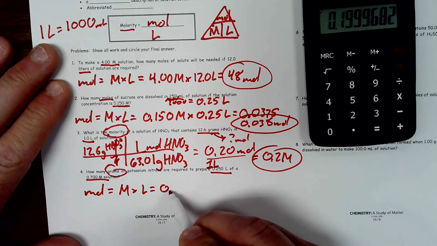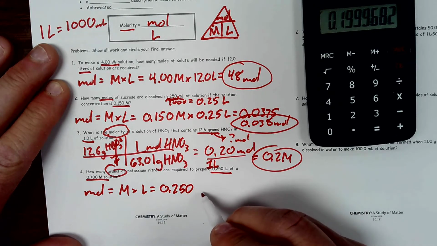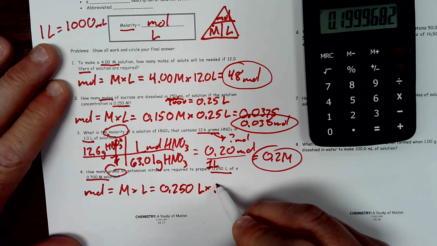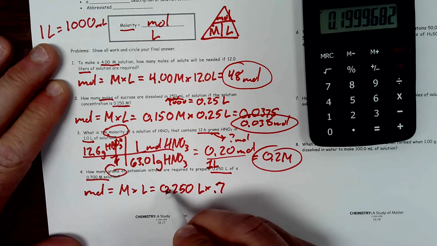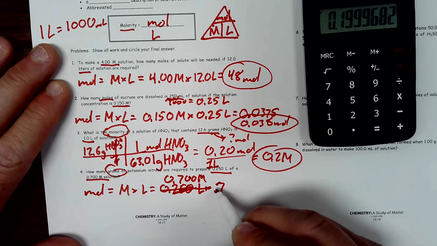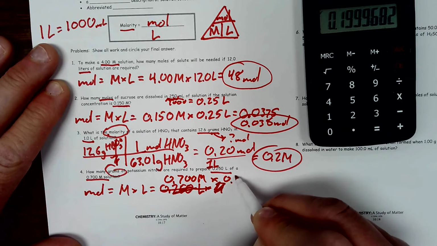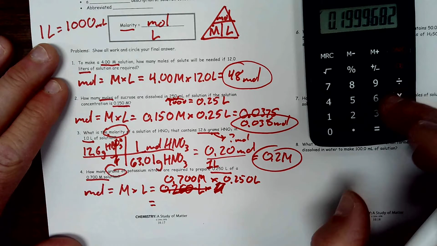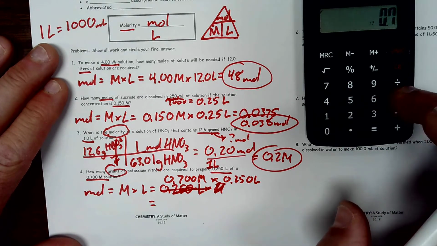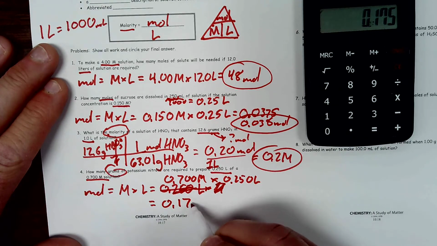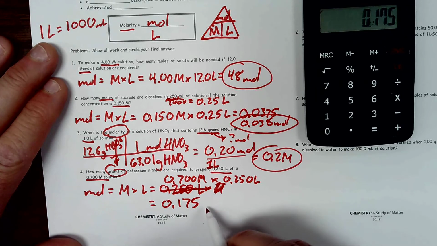And I'm going to do 0.700 M multiplied by 0.250 liters. And when I do that on my calculator, 0.7 times 0.25, I end up with 0.175. I'm not going to round that one. Instead, keep it as I have.